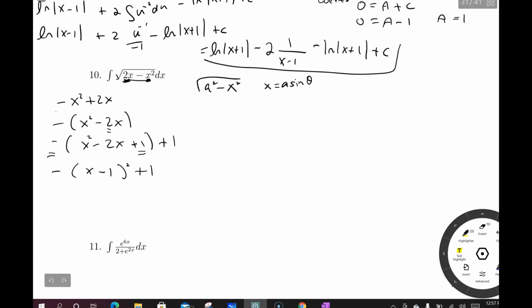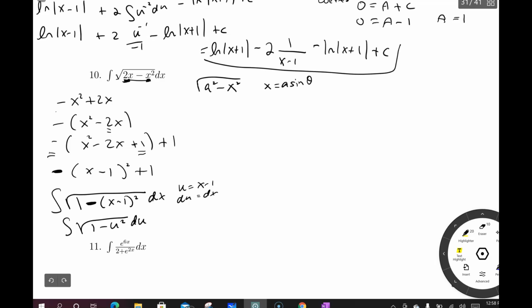So I'm putting that back into the radical, right? So I'm going to suggest that we put the subtraction sign in the middle. So 1 minus x minus 1 squared dx. Always easier to see what's going on with the negative in the middle. After I complete the square, I like to do a u substitution. So I have the square root of 1 minus u squared du.